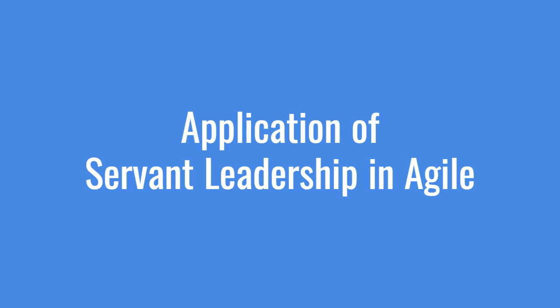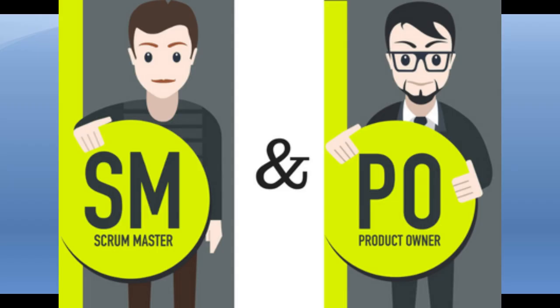Then application of servant leadership in agile. First one is the Scrum Master. Friend, the Scrum Master is the best example of a servant leader, because the Scrum Master serves the team by facilitating the Scrum events, coaching team members, ensuring that the Scrum framework is understood and followed, that the team is appropriately following the agile methodologies and the Scrum framework properly. So the Scrum Master is the best example or application of this servant leadership.